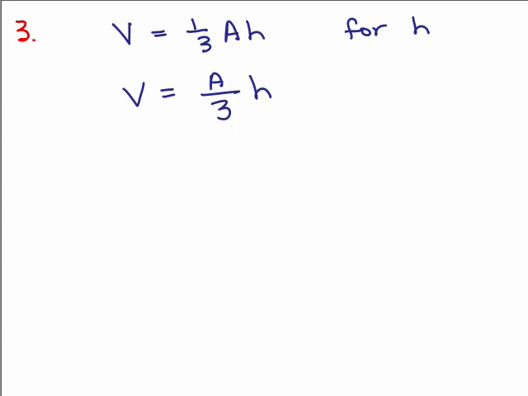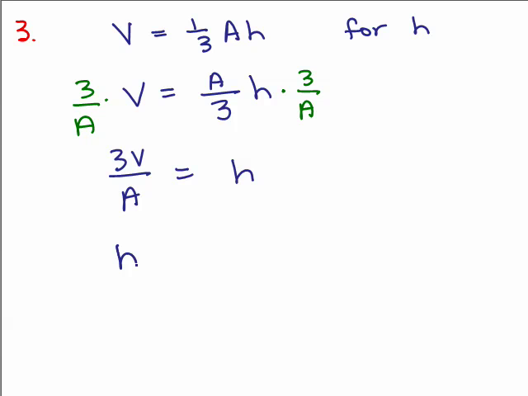And that way you could just multiply both sides by the reciprocal, 3 over A. So we can multiply both sides by 3 over A. So that H is now the only thing left on the right-hand side of the equation, and I have 3V over A on the left-hand side. So that's one approach to the problem, which means that H is the same thing as 3V over A.